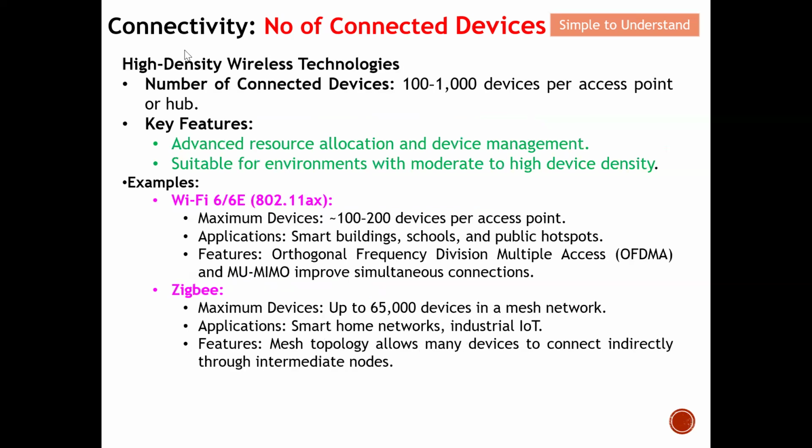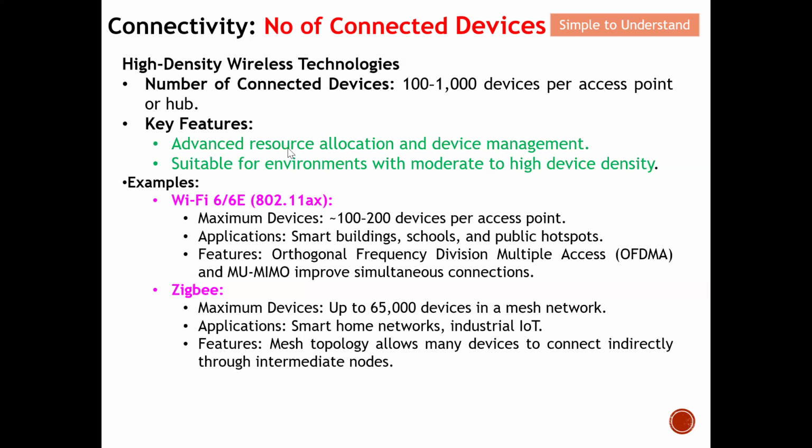Okay, let's move on to high density. You can see that the number of connected device increase, even up to maximum 1,000 device per gateway, per access point or hub. Key feature, you are going to have advanced resource allocation and device management. Because the device and device increase, you must have a form of resource allocation for the device to access the gateway, maybe at a unique time, maybe at a unique frequency, maybe at even different resource here. So therefore, you need to have some form of advanced resource to manage this part here.